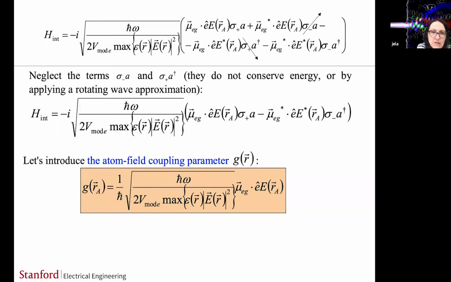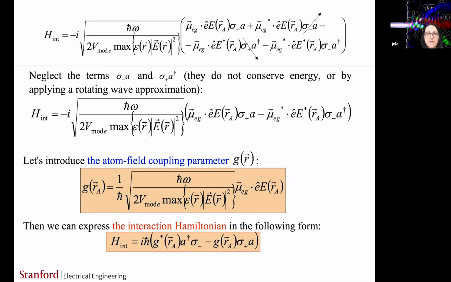If I introduce this atom field coupling parameter, then the whole interaction Hamiltonian can be written as i H bar, right? I didn't group i inside of G, and I introduced an extra H bar here. I'll explain the reasons for doing that, but everything else is grouped as a constant. Then the first term would be G complex conjugate, and then you have absorption, and then you have minus G, and then you have emission. Sorry, this is emission, and this is absorption.